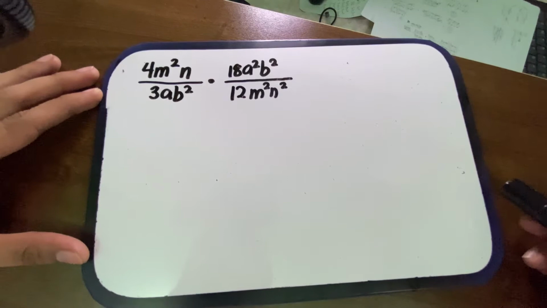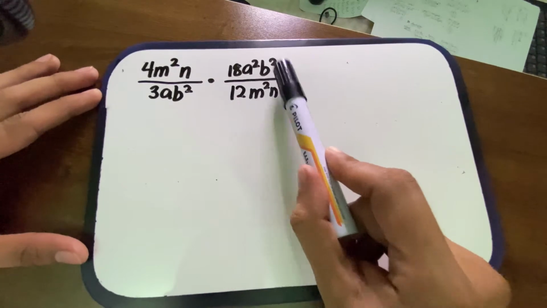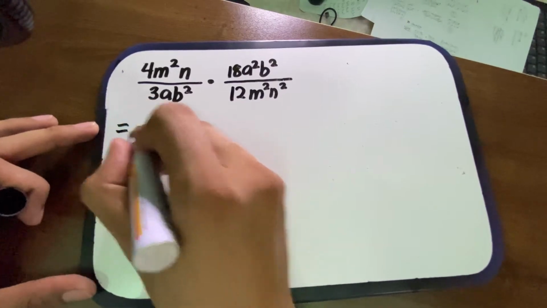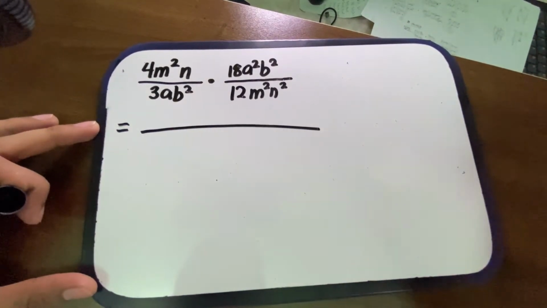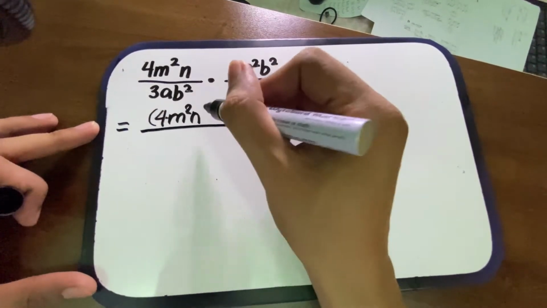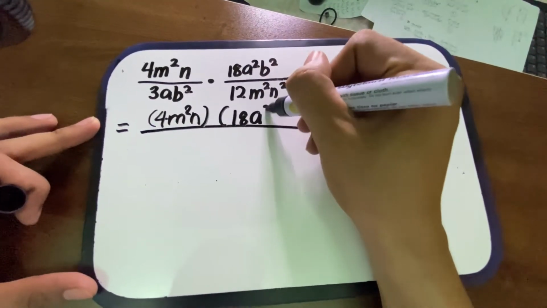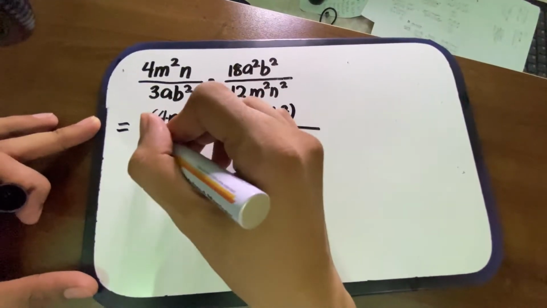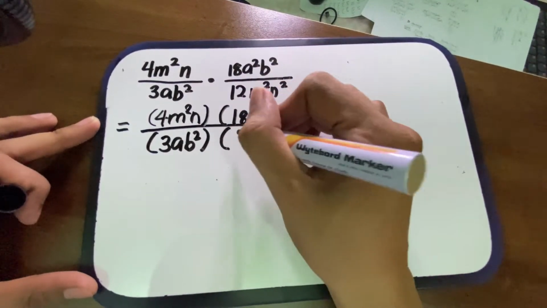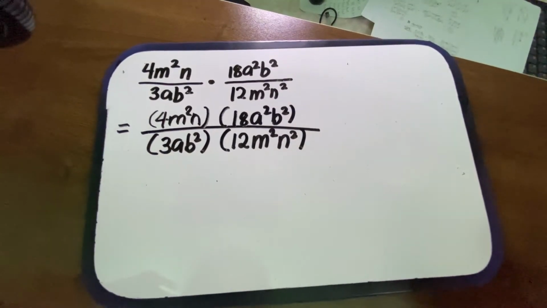So in multiplying this one, we have to multiply the numerator to the numerator, then denominator to denominator. So first thing to do is just copy the terms, like it will become 4m squared n, then multiplied to 18a squared b squared, then also the denominators 3a b squared, then 12m squared n squared, right?